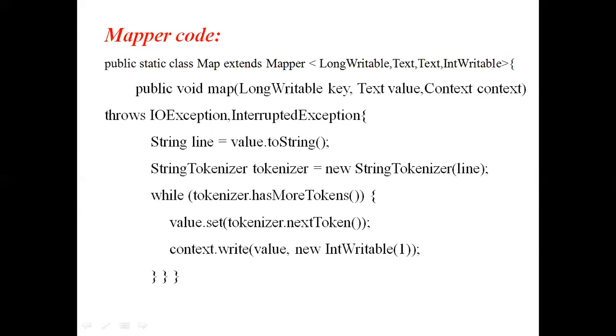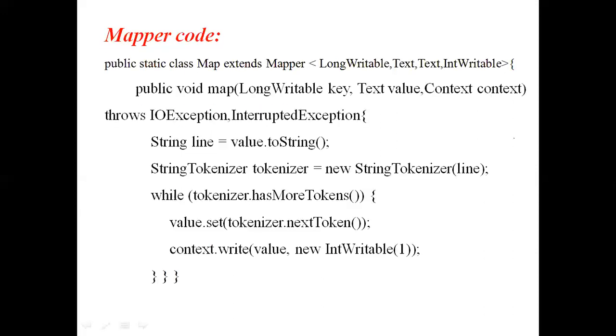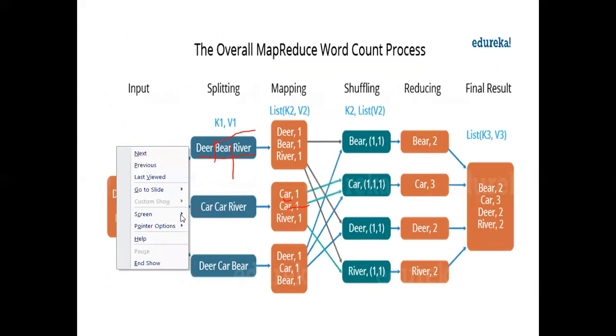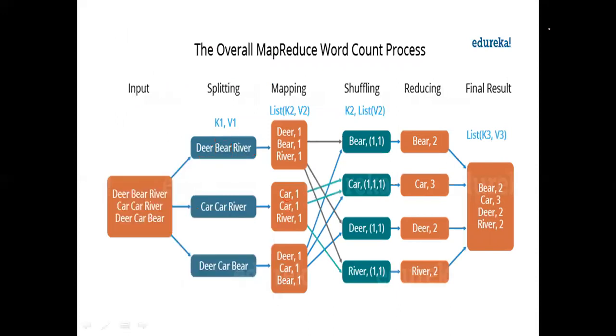Now we are going to see the reducer code. The output of this mapper code will be given to the reducer code. Carefully observe here. Whenever we give the input splits, first input split deer, beer, river, second input split car, river, and the third input split, so three lines, we divided the entire file into three lines. Each line is given to one mapper.